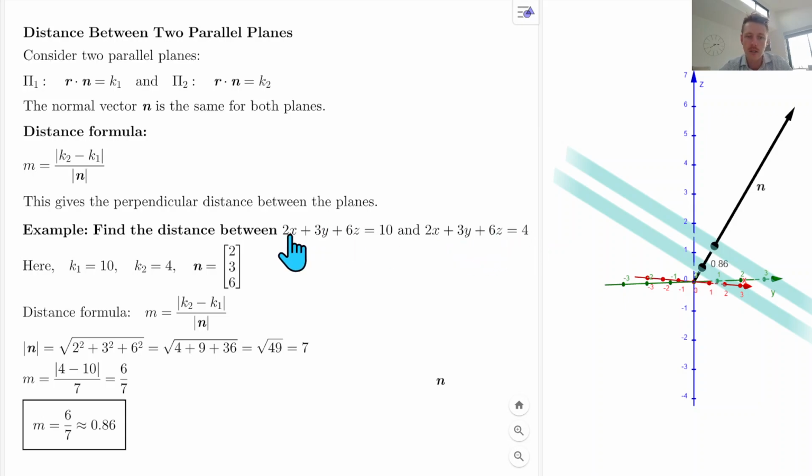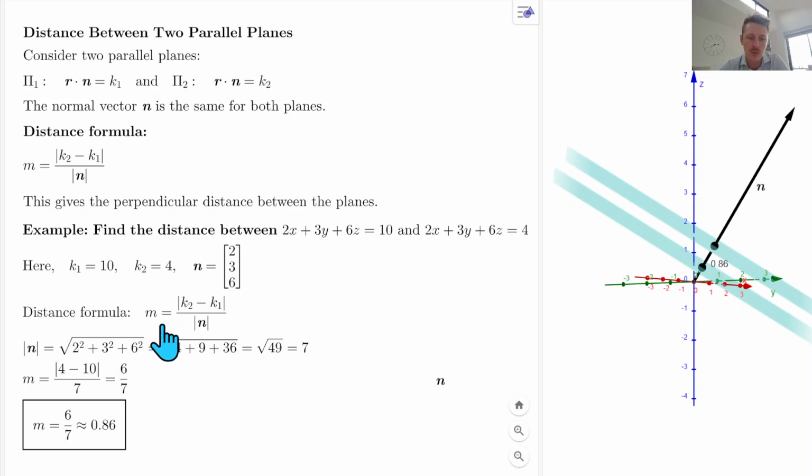So we can see that these planes have the same orientation in space, right? 2x plus 3y plus 6z in plane 1, and 2x plus 3y plus 6z in plane 2, but they equal different things, so they're parallel. So we can see that k1 is 10, k2 is 4, and we know that the perpendicular vector, the normal vector n, same thing, is 2, 3, 6. And so we can apply this formula.